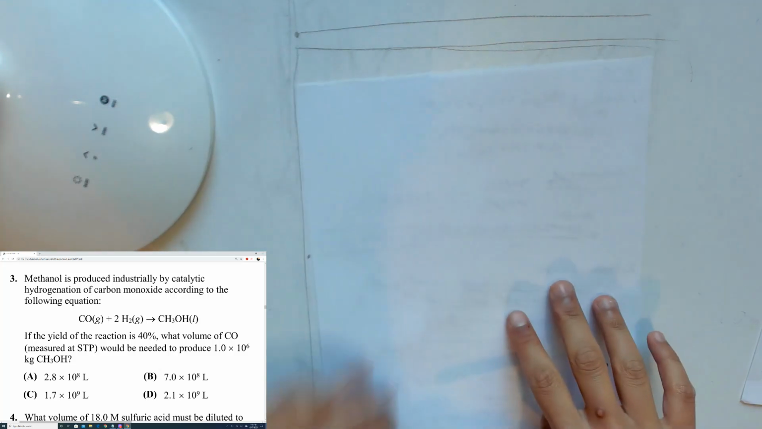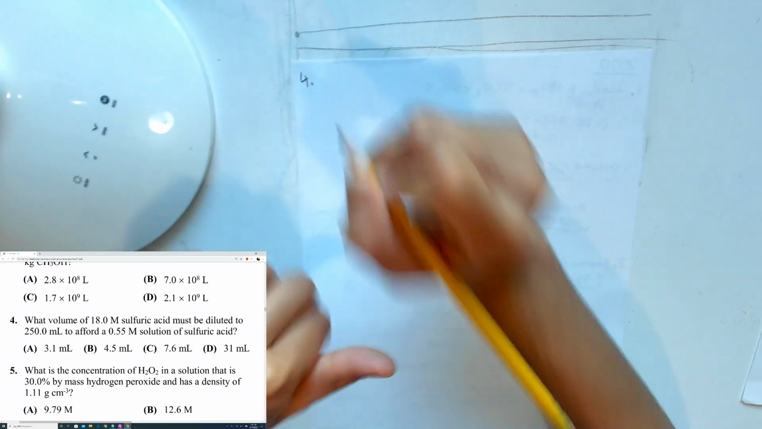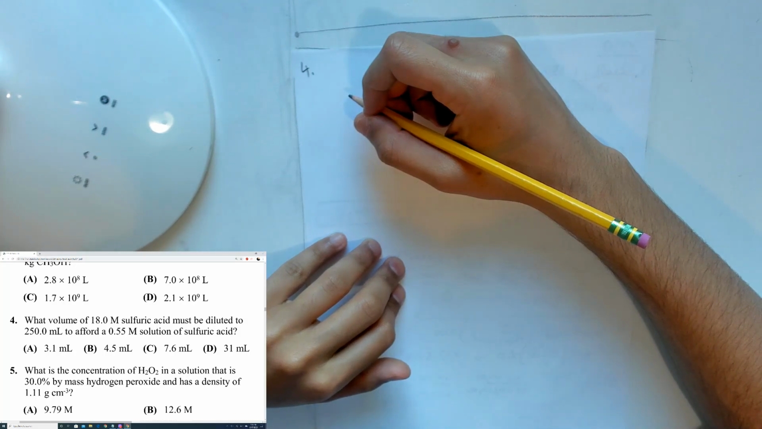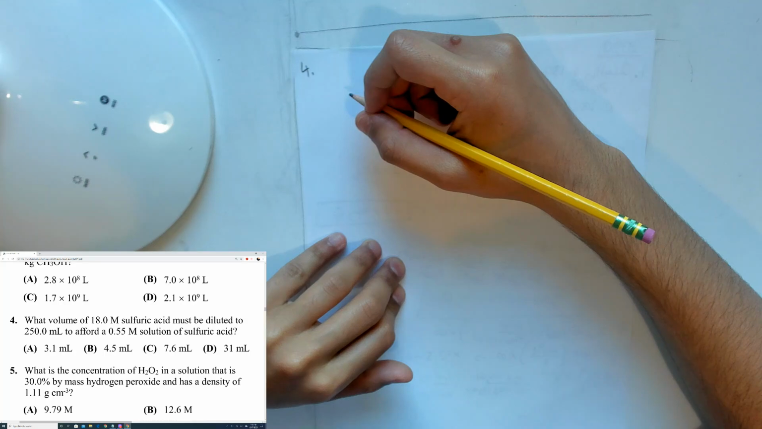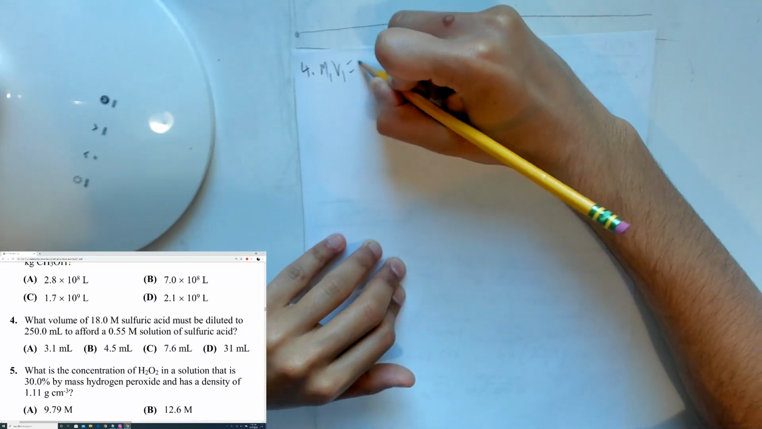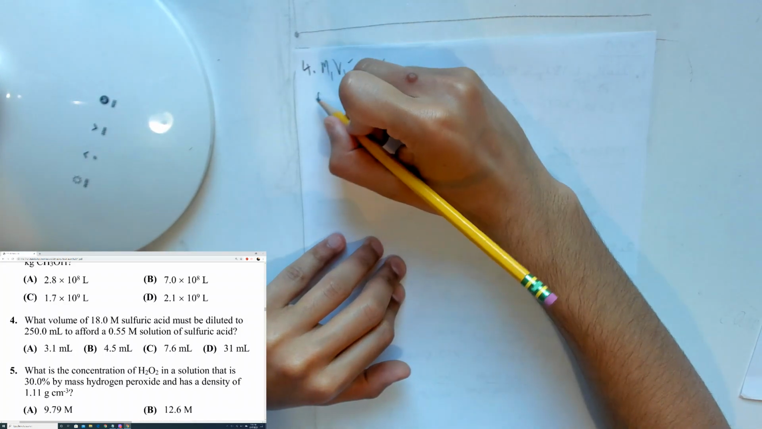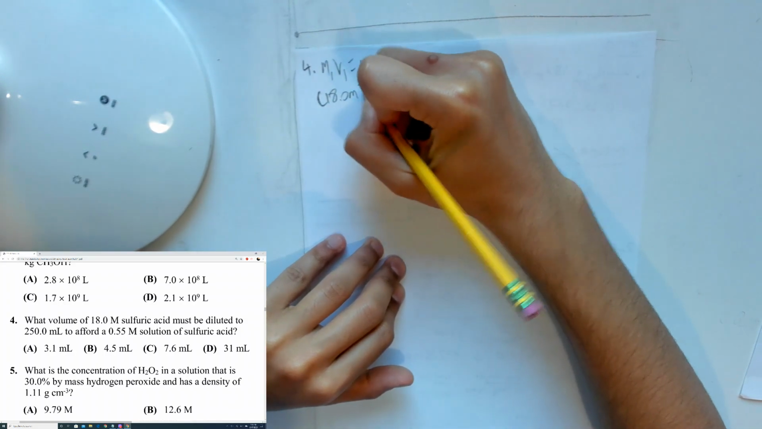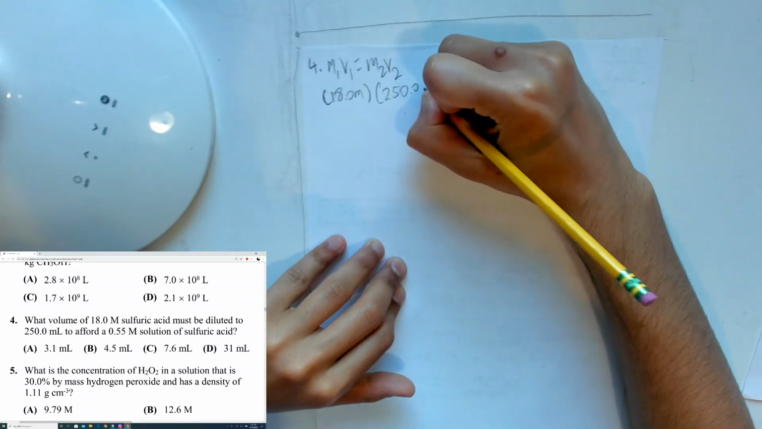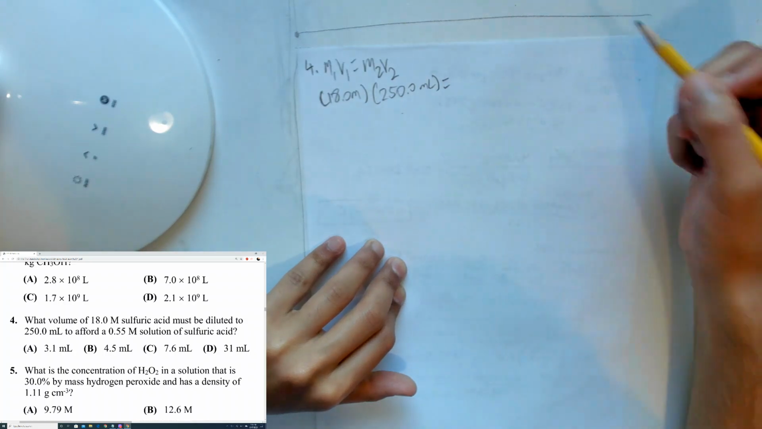Let's begin number 4. Number 4 is pretty easy and straightforward. What volume of 18 molar sulfuric acid must be diluted to 250 ml to afford a 0.55 molar solution of sulfuric acid? So this is just a simple and easy M1V1 equals M2V2 problem. We have 18 molar sulfuric acid, so we'll plug in 250 ml. You can plug in ml because the units will cancel and you'll get ml as the final volume.